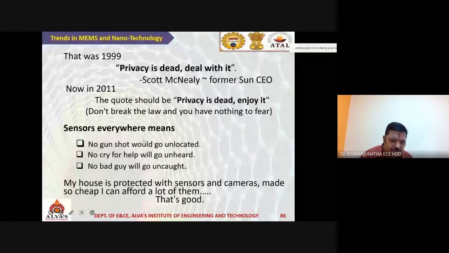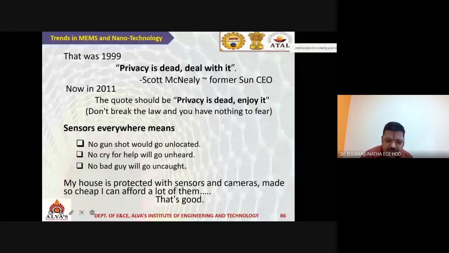Sensors everywhere means no gunshot would go unlocated. No cry for help will go unheard, right? No bad guy will go uncaught. So my house is protected with sensors and cameras made so cheap I can afford a lot of them.